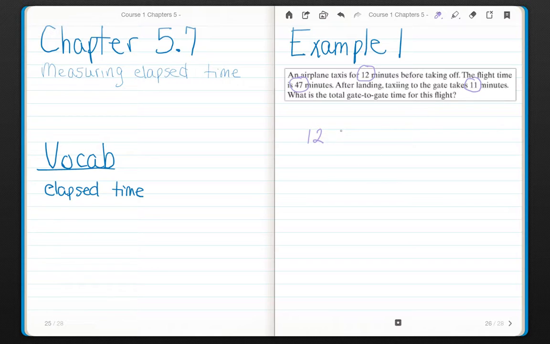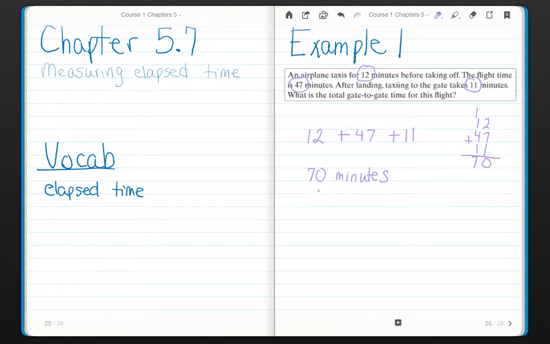So 12 plus 47 plus 11. Now I'm going to add vertically because that's just easier. 2 plus 7 is 9, plus 1 is 10. 4, 5, 6, 7. So it will take 70 minutes.